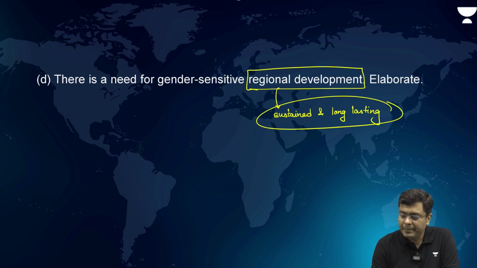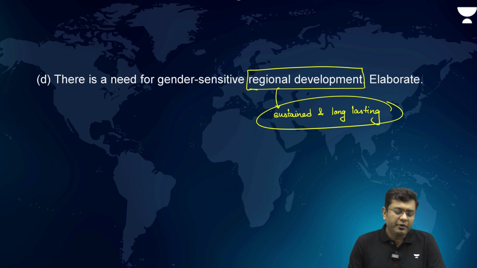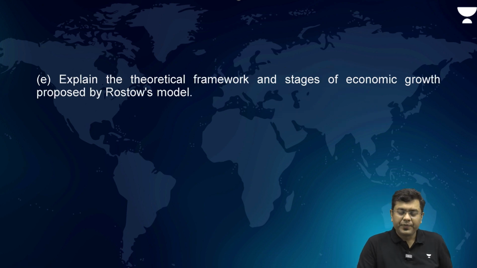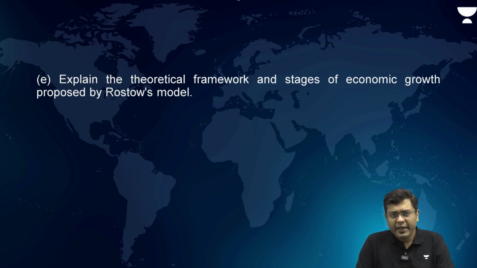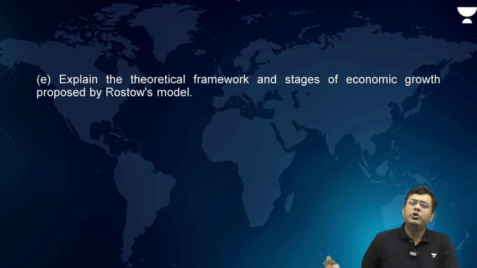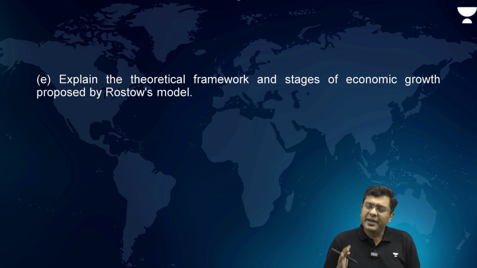Okay? So that is what was required to be written in the answer. Explain the theoretical framework and stages of economic growth proposed by Rostow's model. Now, Rostow's growth model basically talks about development in 5 different stages. It talks about the fact that all the various countries and regions have necessarily gone through those 5 developmental stages.